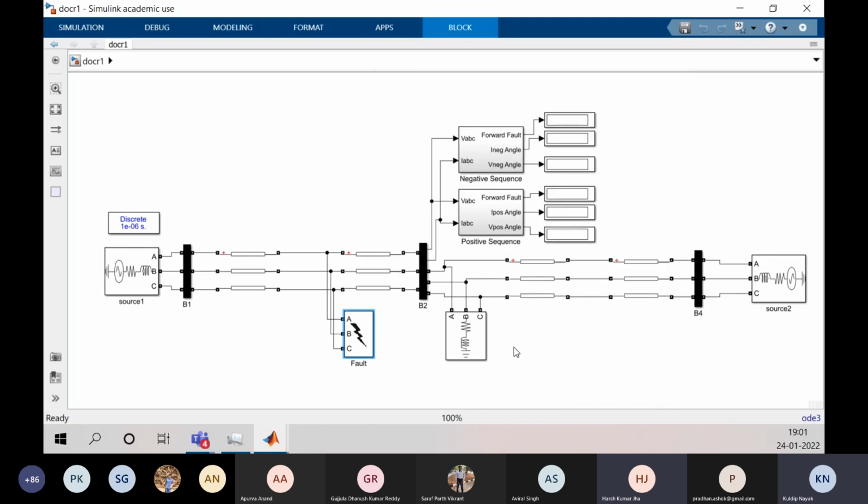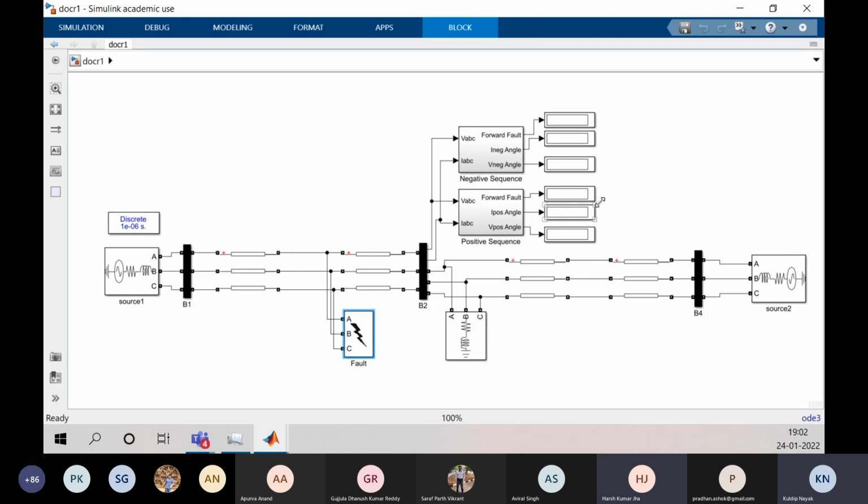Then here, this display will give you the status of that forward fault. 1 will indicate a forward fault, 0 will indicate a reverse fault. This is the angle of current, and this is the angle of voltage for the negative sequence, and this is the angle of current for the positive sequence based directional relay, and this is the angle of voltage for the positive sequence directional relay.